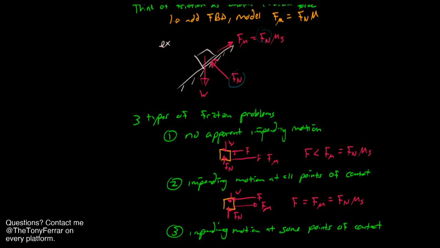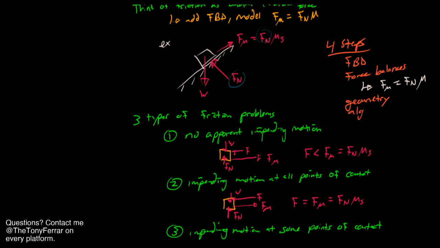The last thing that I want you to think about with all of this is that we still have the exact same 4 steps to solving any statics problem. We're going to draw the free body diagram. We're going to write the force balances, and we have one new relation that we get to toss into the mix, which is that the friction force is equal to the normal force times mu, and that's either k or s depending on the situation. Geometry comes next, right? Breaking things into components. And then lastly, doing some algebra. And now we can solve for whatever's unknown.